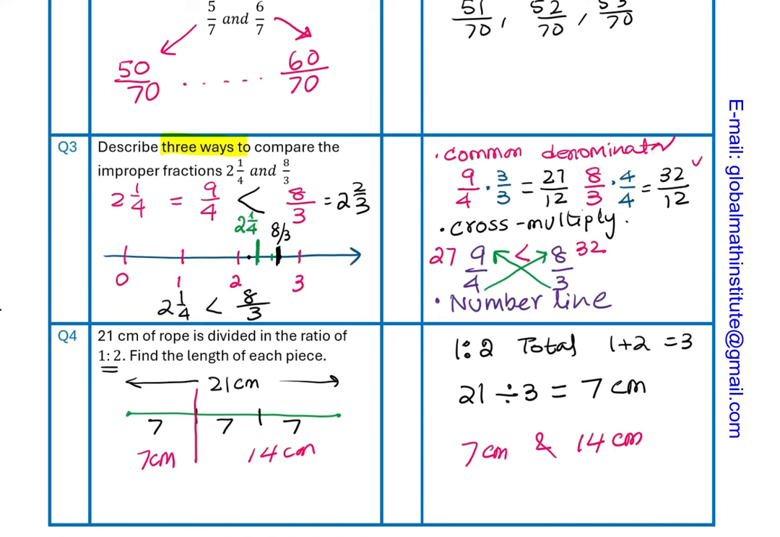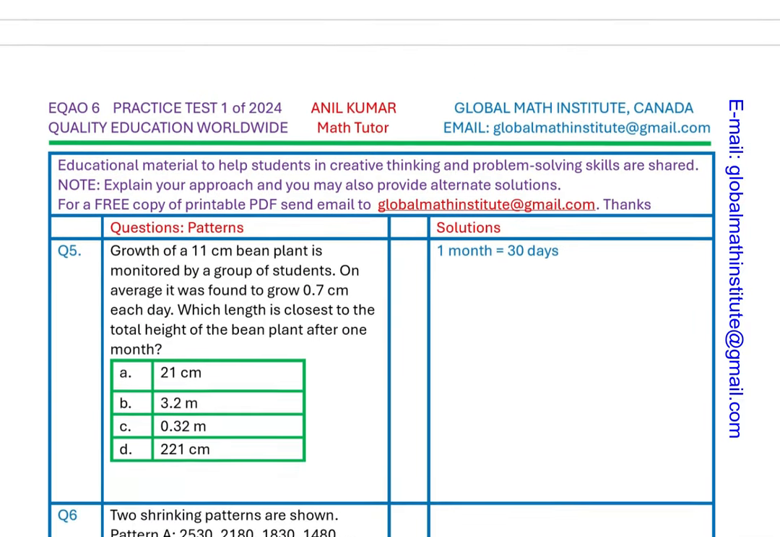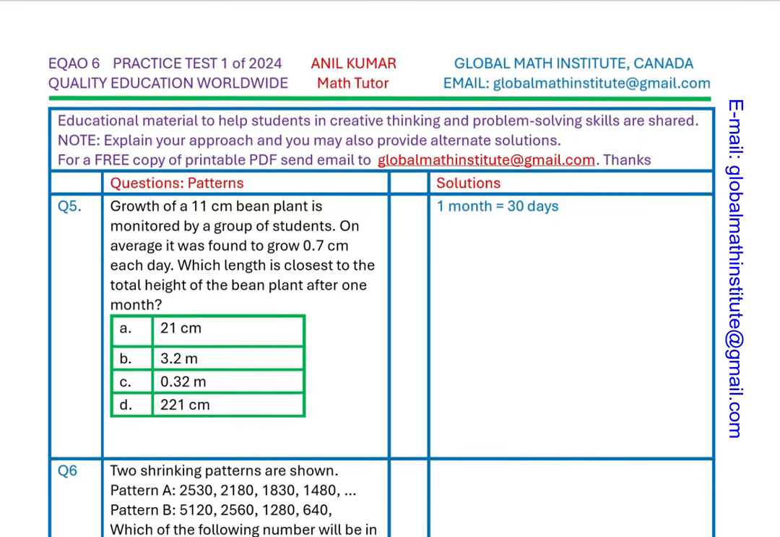So we have taken up ratios just after fractions. So I hope it is making sense, right? Now here we have the next set where we'll focus on patterns.